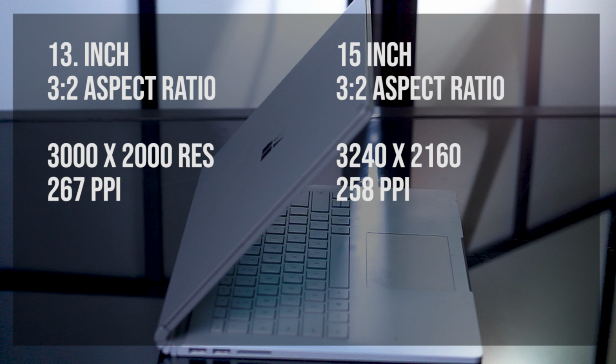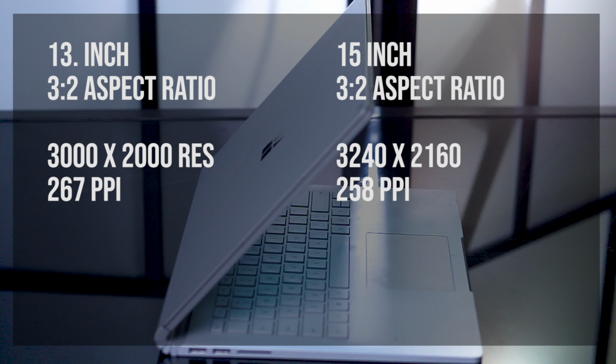And that's not a bad thing, since this is arguably the best in-class display that was seen on ultra portables that year. For the bigger 15 inch model, we have also a 3:2 aspect ratio display and a resolution of 3240 by 2160. This puts the respective pixels per inch at 267 for the 13-inch model and 258 for the 15-inch model.